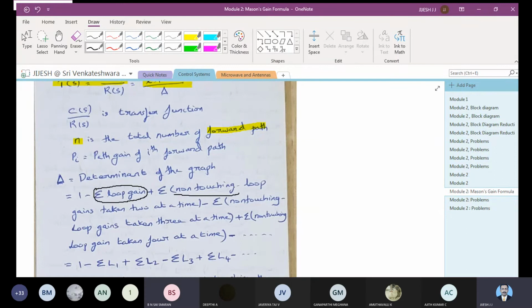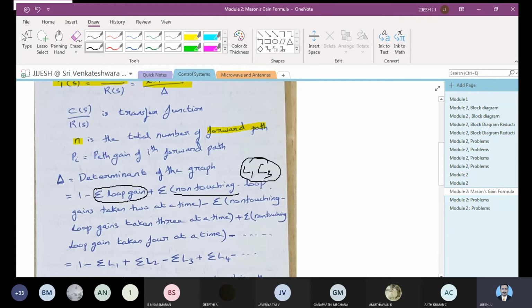Common node shouldn't be there, sir. Yeah, there should not be any common node. So you have to take non-touching loops gain taken 2 at a time. So here, if you have L1 and L3 as non-touching loops, you have to take them together. And third one, minus third one, is non-touching loops taken 3 at a time.